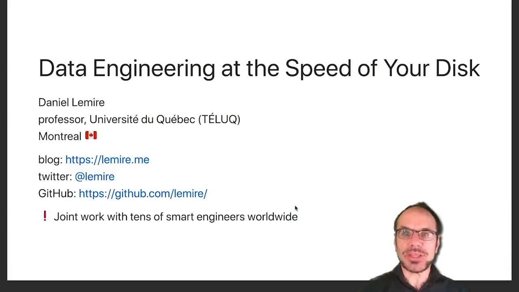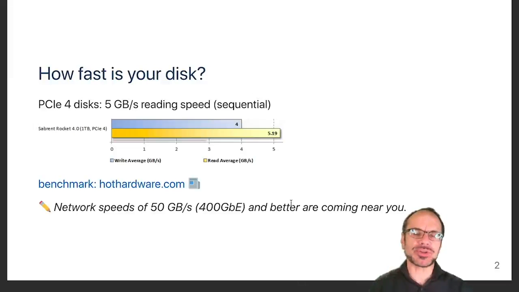Hello, I'm Daniel Lemire, and I'm going to tell you about data engineering at the speed of your disk. How fast is your disk? You think maybe your disk is slow, but you'd be surprised to learn that many disks today run at speeds upward of 5 gigabytes per second when reading data sequentially. Network speeds are even higher. And this means that in a lot of cases, you're not limited by the speed of your disk.